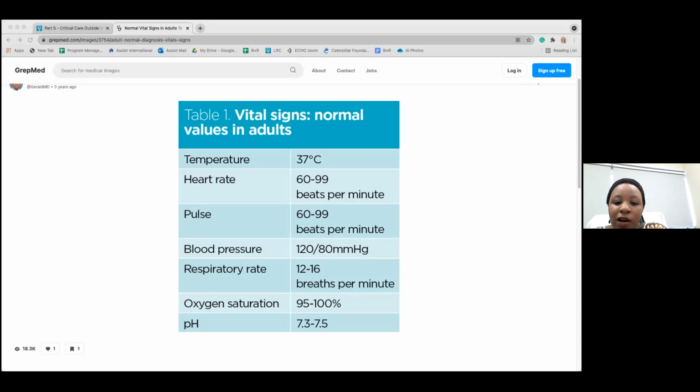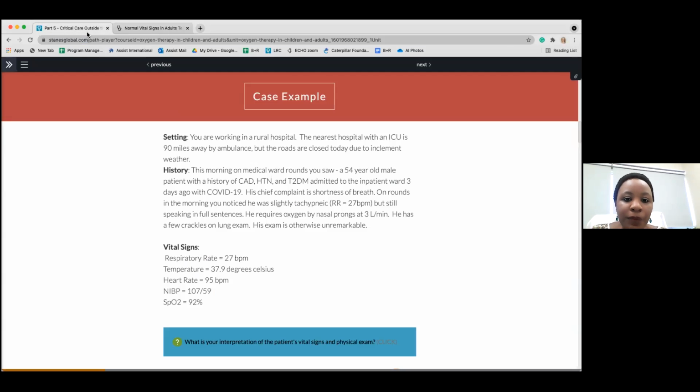pH is also a good indicator of the metabolic status of your patient. So a pH of 7.3 to 7.5. This is just very arbitrary. We know that there are a lot of conditions which will cause a skew in either direction. Sarah, we can go back to the main presentation.